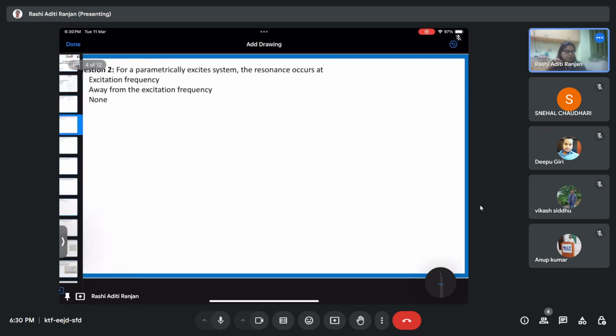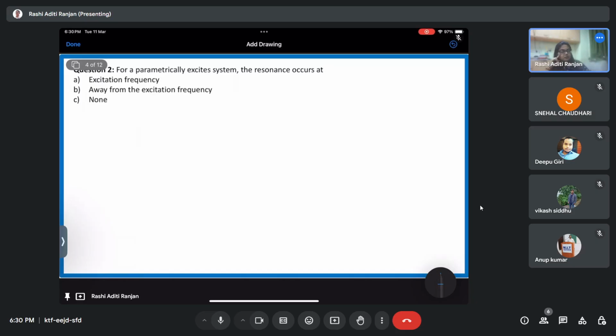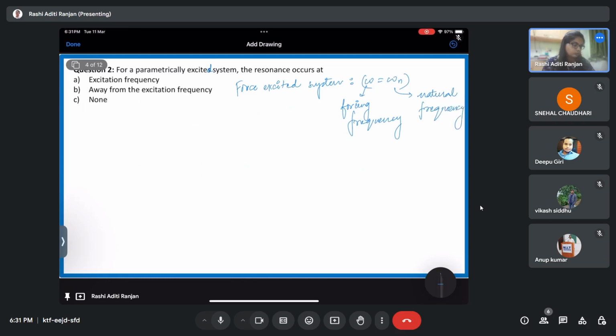Coming on to question number 2. For a parametrically excited system, the resonance occurs at. I've already told you that for a parametrically excited system, the concept of resonance doesn't apply in the same way as for a force excited system, right? For a force excited system, if omega was equal to omega n, resonance used to occur. Omega is my forcing frequency and omega n is the natural frequency.